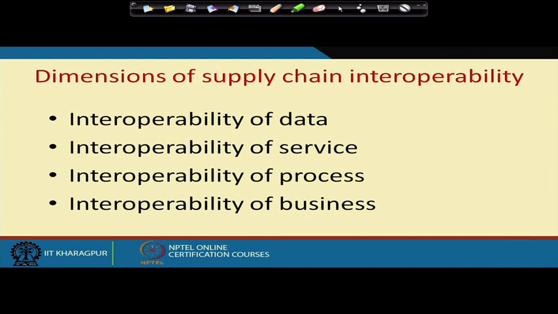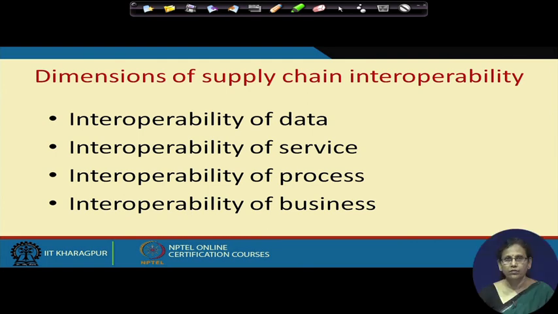Now, we also know from that class that interoperability has 4 dimensions. In fact, we discussed interoperability of data and interoperability of service, but additionally there are 2 more dimensions, which are interoperability of process and interoperability of business. Now, because we have built up a little bit of technical background so far, we will be able to understand these points better.